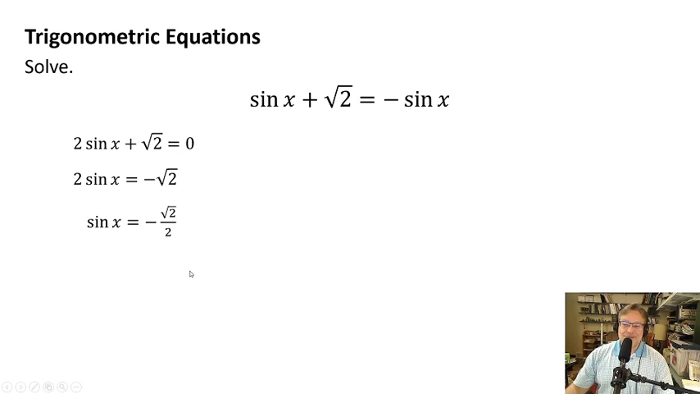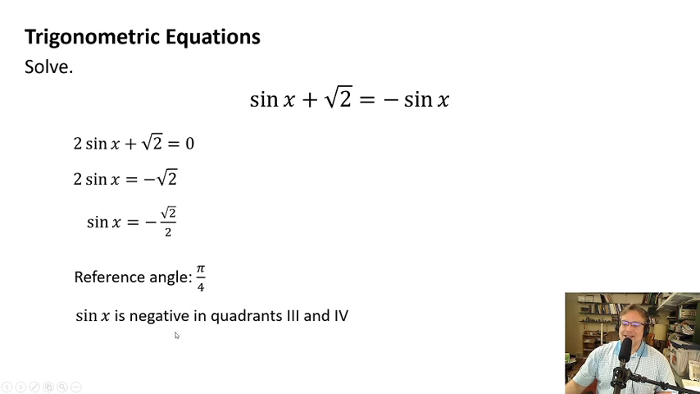Well, where is that true for sine of x? If we were looking specifically in quadrant 1, square root of 2 over 2 for sine, that would be 45 degrees, or pi over 4. This is negative now, so we're looking probably at a couple of solutions in the southern hemisphere. The reference angle, like I said, is pi over 4. Sine x is negative in quadrants 3 and 4, and so we're looking really at 5 pi over 4, that's pi plus another pi over 4, and 7 pi over 4, that's 2 pi minus another pi over 4.